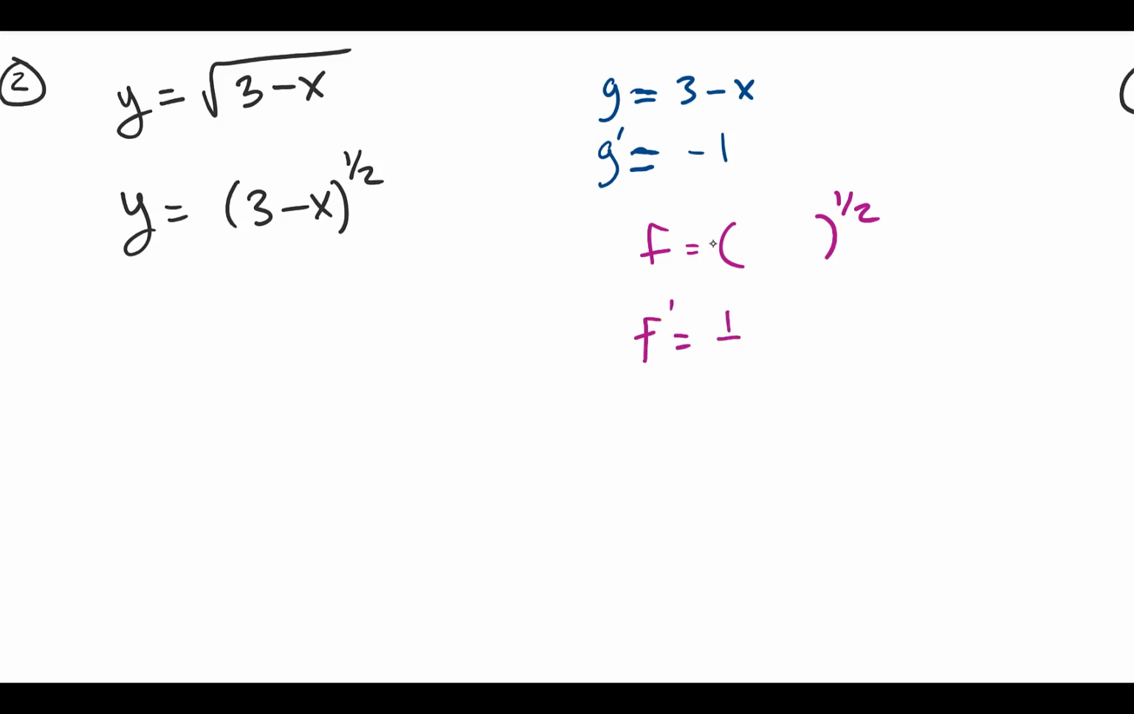F prime is that 1/2 is going to fall to the front, and then we're just going to subtract 1 from it. We're going to have something like this. So there's your f prime, the outside. But this is actually how to look at it. Here we go. I'm going to start solving this y prime.